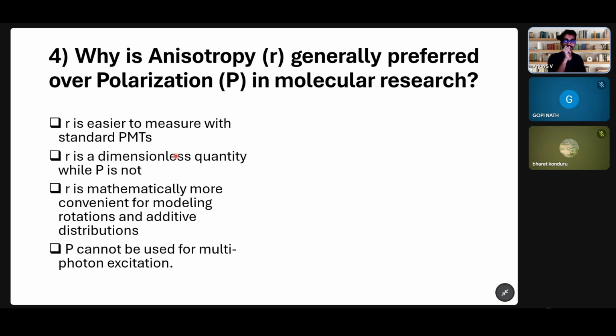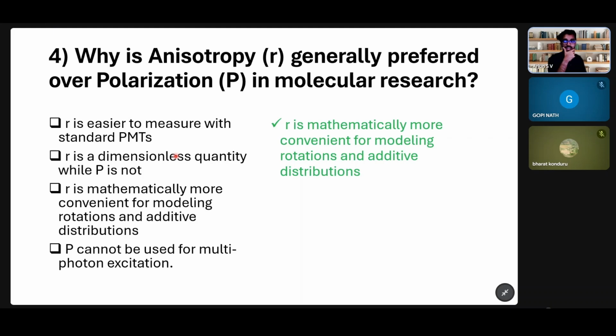I think I already gave the answer. It's because your anisotropy is mathematically more convenient. That's what we saw in the expressions as well. The course instructor defined two expressions, for the anisotropy factor as well as for polarization. But he went on to tell that the anisotropy factor is mathematically more convenient for modeling molecular rotations, as well as for processing polarization processes, basically to explain other optical phenomena as well. So I'll go on to the next question.